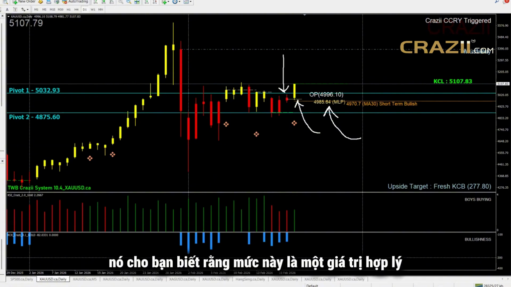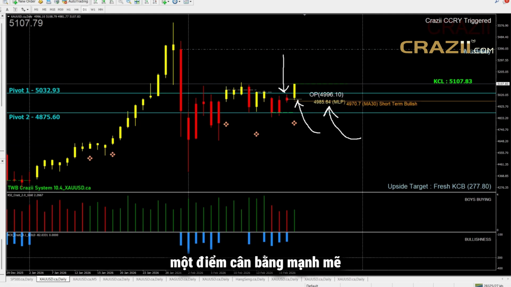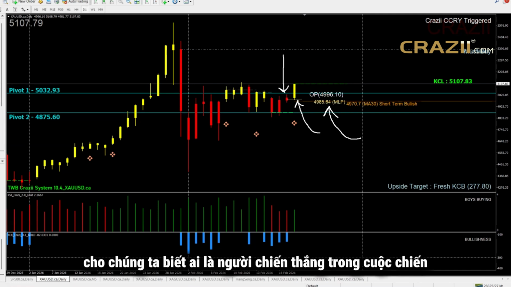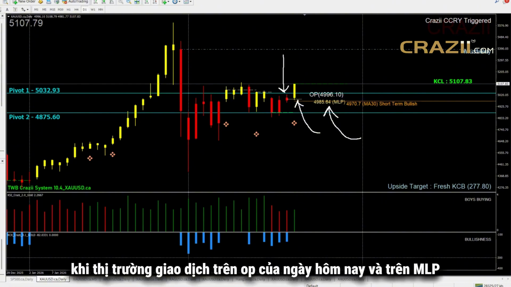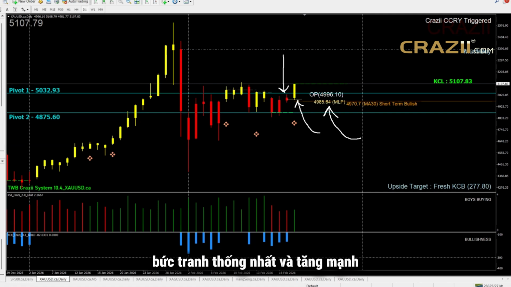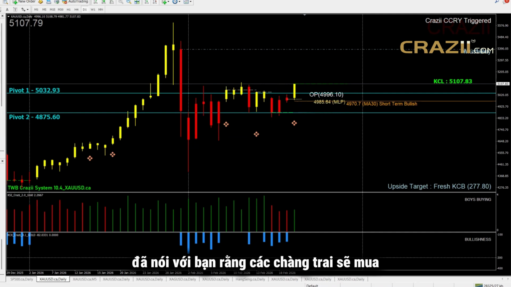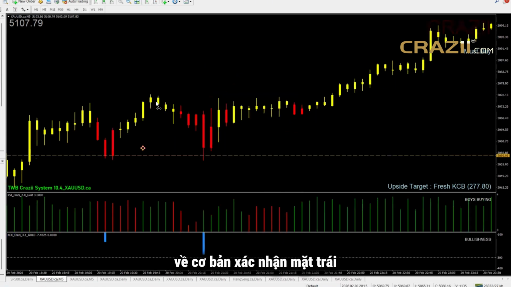So what does it tell you as a trader? It tells you that this level is the fair value equilibrium of the prior session. All right, so the battlefield from yesterday. Which means that today's price action relative to the level tells us who's winning the war, the bull or the bear. So very simple. When the market trades above today's OP and above MLP, the picture is unified and bullish. The market trading above OP already tells you that the buyers are going to buy. And if the market stays above the MLP, that basically confirms the upside.